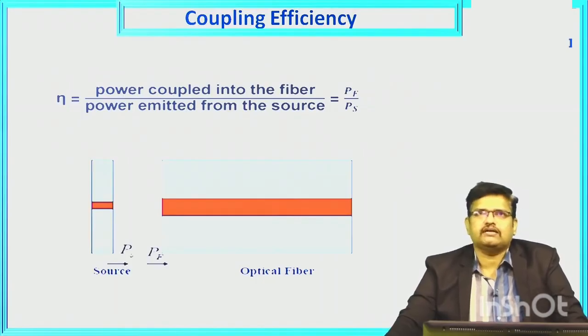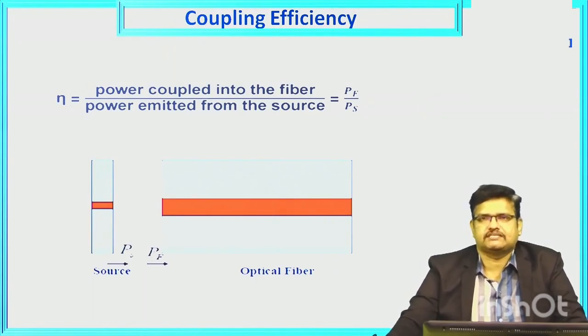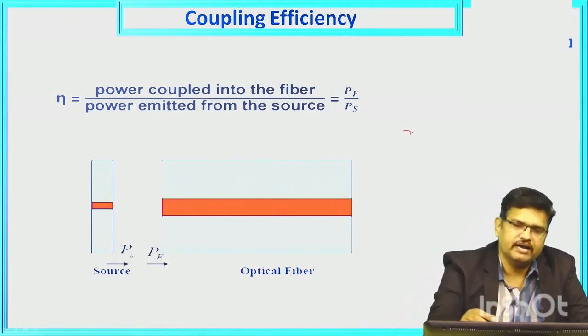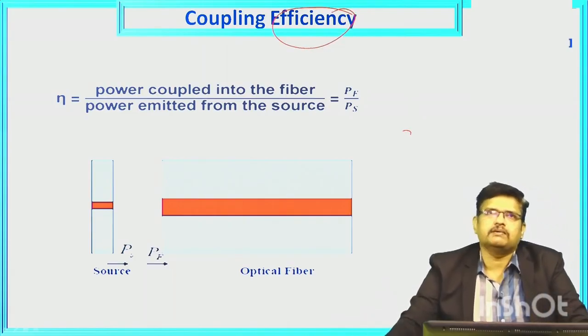Now, if we join the two fibers, the important point is the coupling efficiency: how the source and the optical fiber are coupled to each other. The efficiency may be calculated from the power coupled into the fiber and the power emitted from the source. If we join the source with the fiber, or a fiber to a fiber, we have to find this efficiency. This efficiency is very, very important. How much light signal can be transferred from fiber 1 to fiber 2?